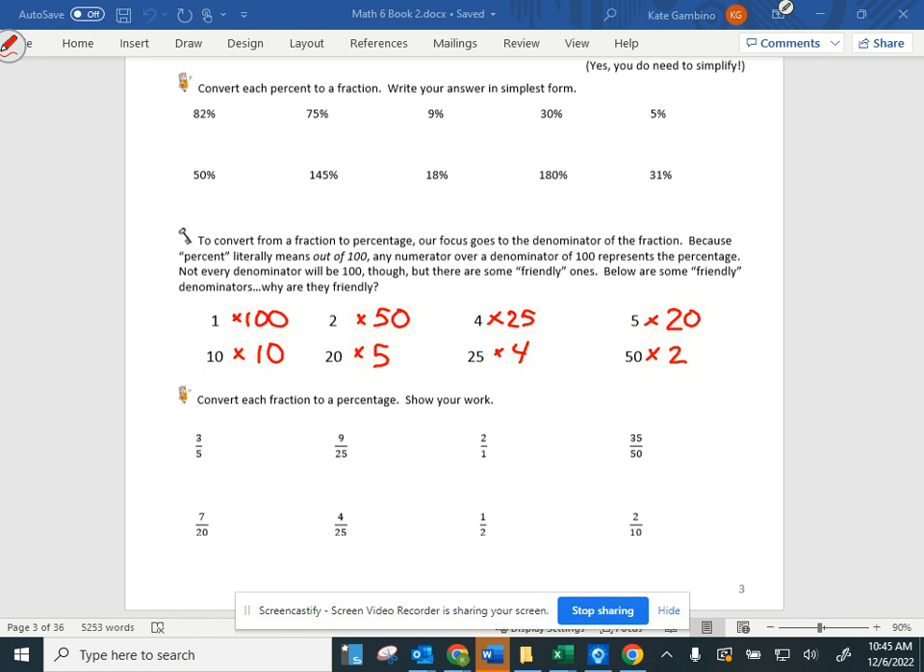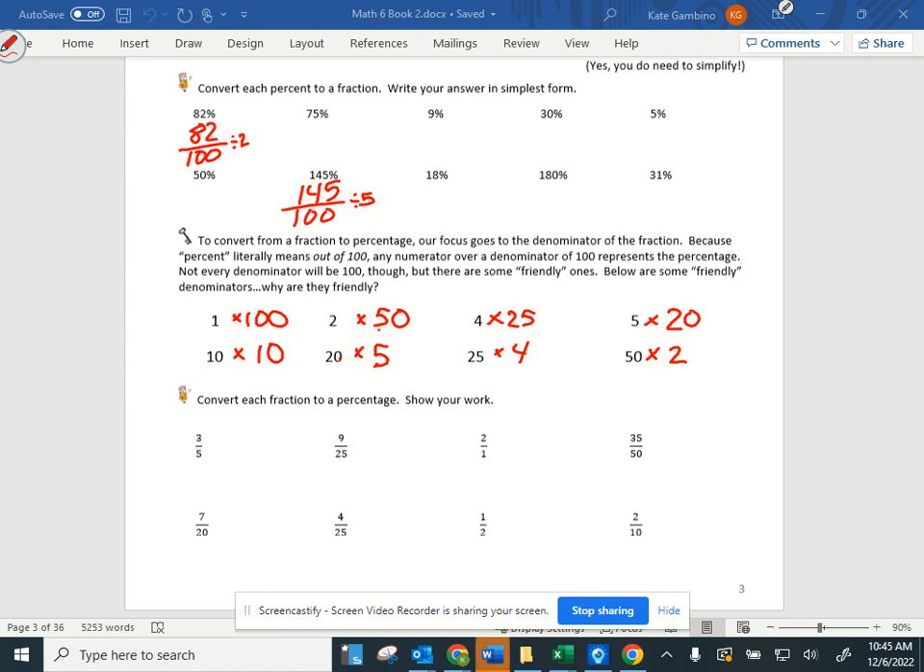So when we were looking up here and we had 82 over 100 and we knew we wanted to divide by 2, well, we know that 100 divided by 2 gives us 50. Here we had 145 over 100, and we said divide by 5. I can look down here and say, okay, 20 and 5. If I divide by 5, I know it's going to be a 20. Okay, it's helping us with the top. It's going to help us with the bottom.